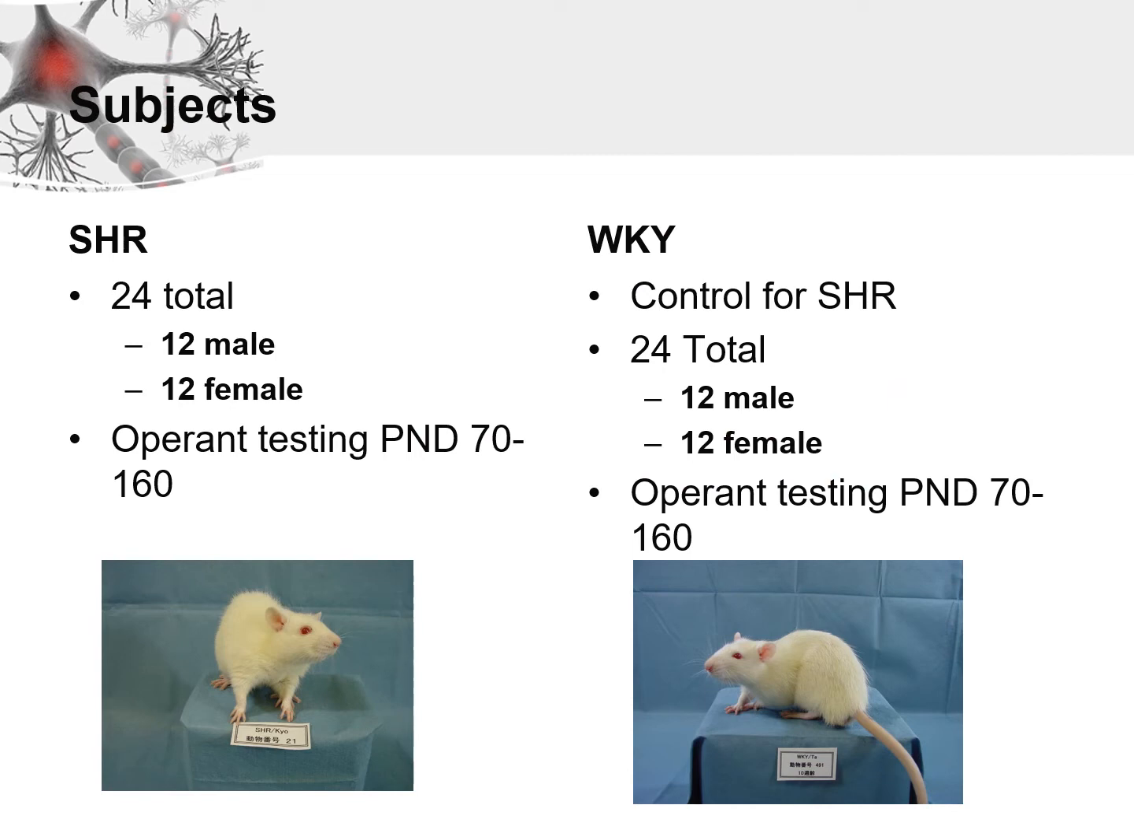For this project, we will use both the SHR rat and the Wistar-Kyoto WKY control as subjects. There will be 48 total animals used, 24 SHR, broken down into 12 male and 12 female, and 24 WKY, also with 12 males and 12 females. Before becoming available for in vivo fixed potential amperometry, rats will undergo operant behavioral testing in a separate lab.